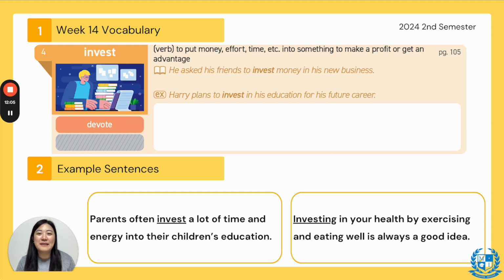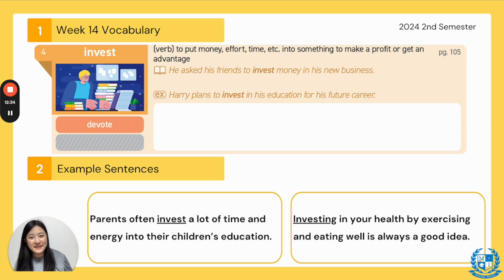Next one, let's read the example. 1, 2, 3. Harry plans to invest in his education for his future career. So this invest is not money, right? Or it can be, but it's probably with time and effort. So Harry wants to invest in his education. Maybe he's going to study a lot, put some more time into going to the library or reading books so that he could have a better career later on.